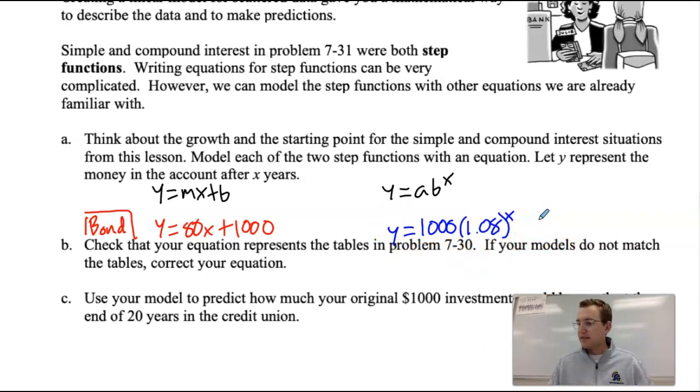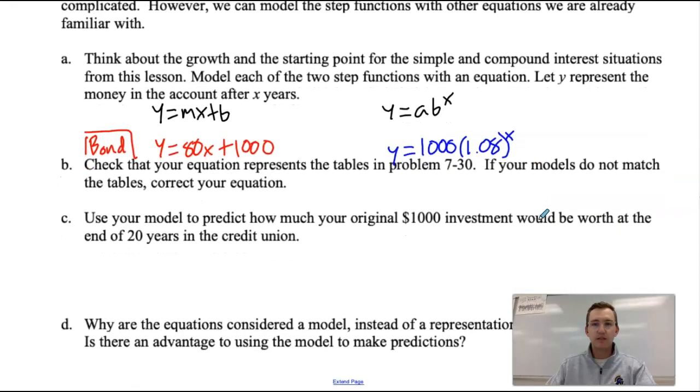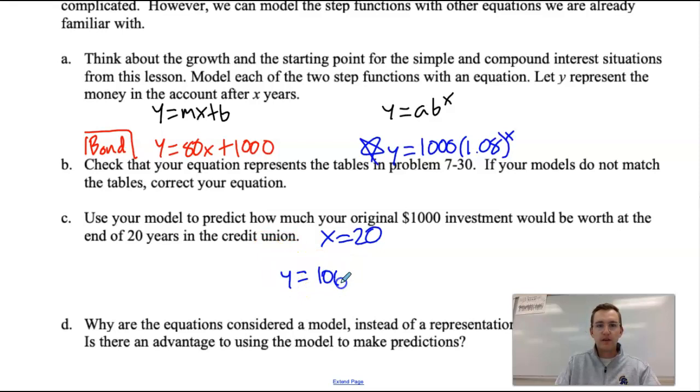So we want to use our models next to predict how much our original investment is going to be worth at the end of 20 years within the credit union. So again, our credit union equation is right here. If we have 20 years, that means x has got to be equal to 20. So now we just plug it in and evaluate. So y is equal to 1,000 times 1.08 to the 20th.